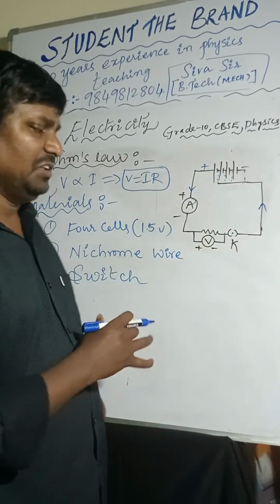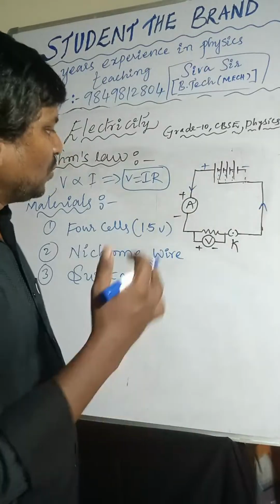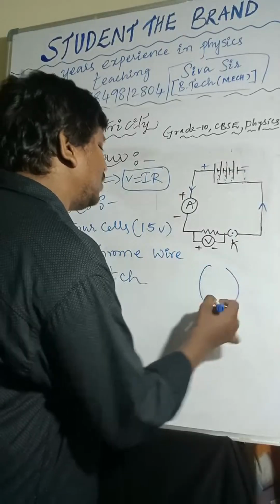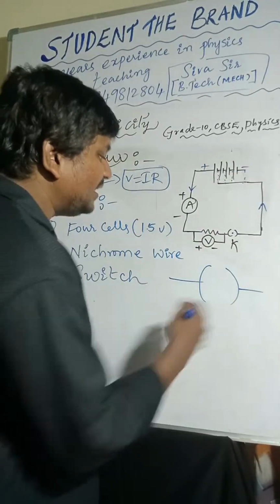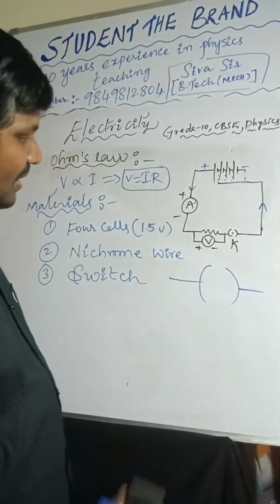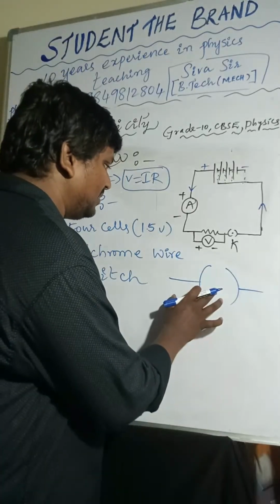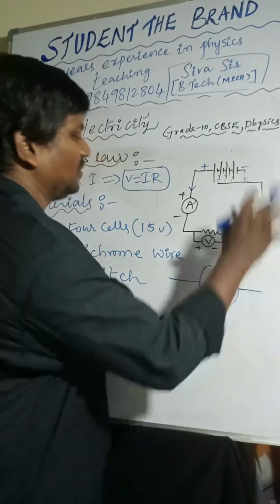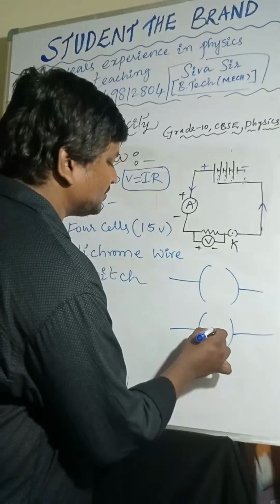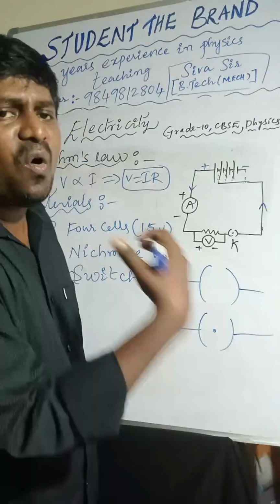Here is the switch. There are two types of switches: open switch and closed switch. If there is a dot inside it, then it is a closed switch. If the dot is not there, it is an open switch. If the dot is there, closed switch.